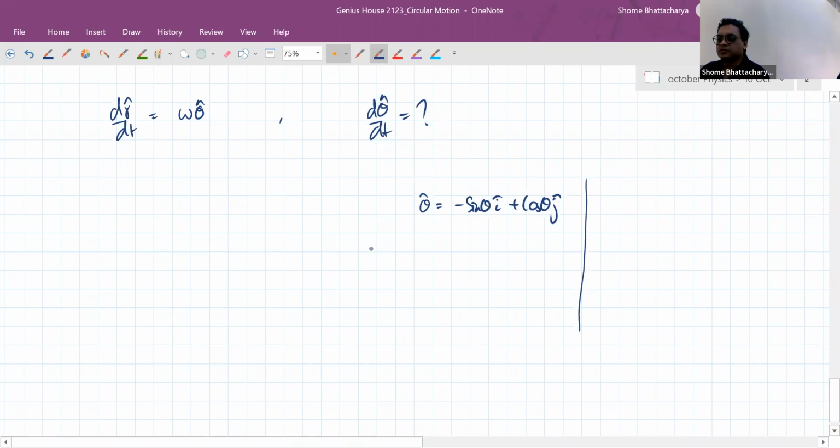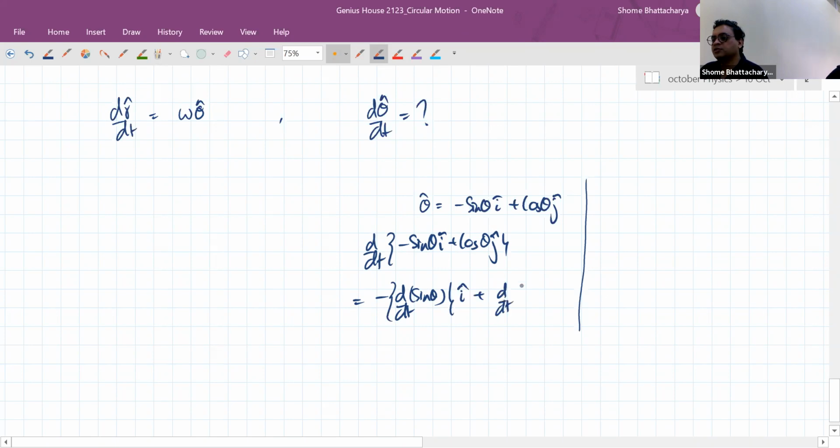So d by dt of minus sine theta I cap plus cos theta j cap. I'm just doing all the steps to give you some time. So this will be minus of d by dt of sine theta, whole thing into I cap, plus rate of change of cos theta, whole thing into j cap. Further, if you want to write all the steps properly, you should write the derivative of sine theta, chain rule, multiplied by d theta by dt.